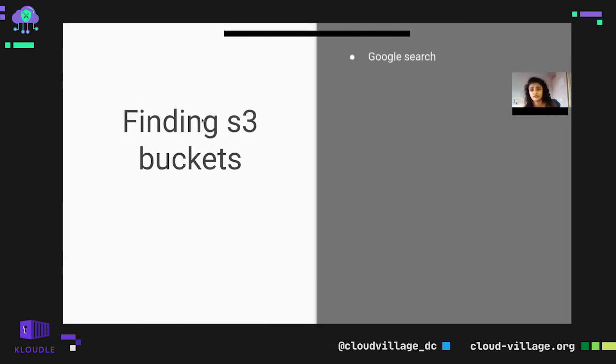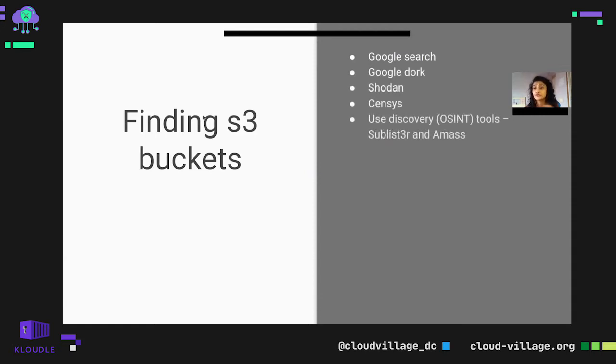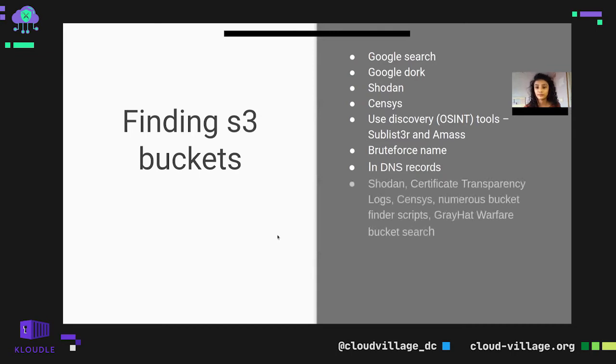For finding an S3 bucket, you can use Google Search, Google Dorks, Shodan, Censys, OSINT tools such as Sublist3r and Amass, brute force of naming. There are standard naming conventions for S3 buckets, right? Like site:s3.amazonaws.com, or s3.amazonaws.com site. So these are the standards, so you can just brute force it, or in the DNS records, right? You can also find S3 bucket related information.